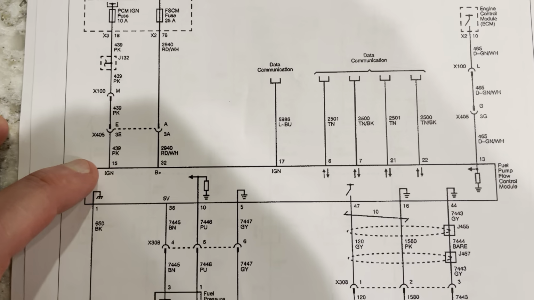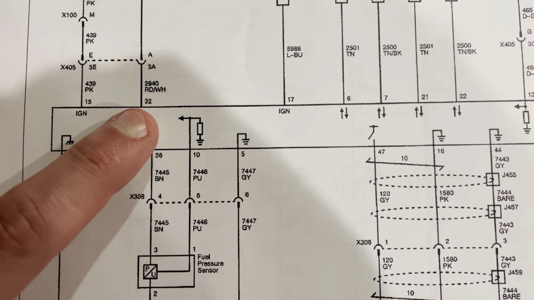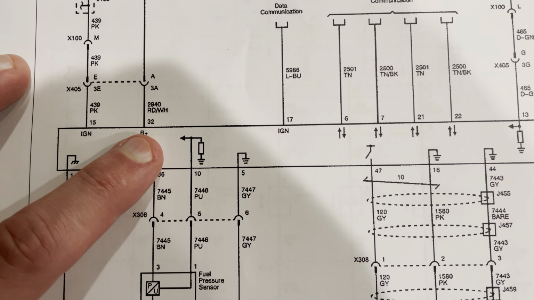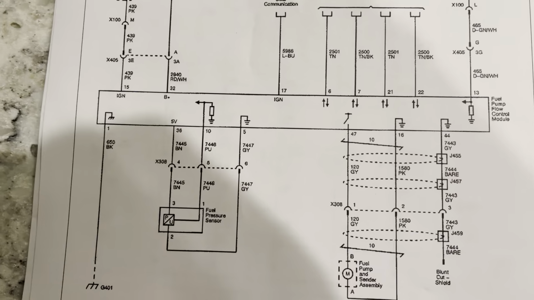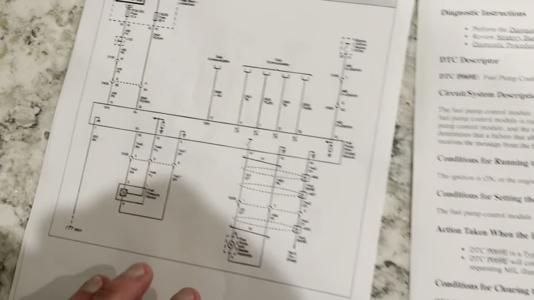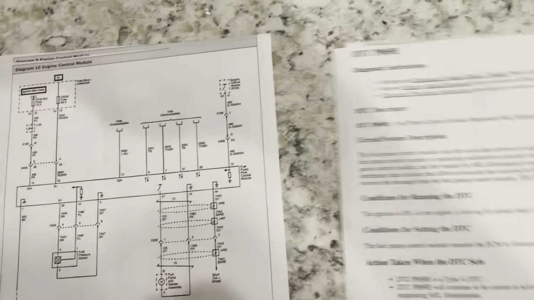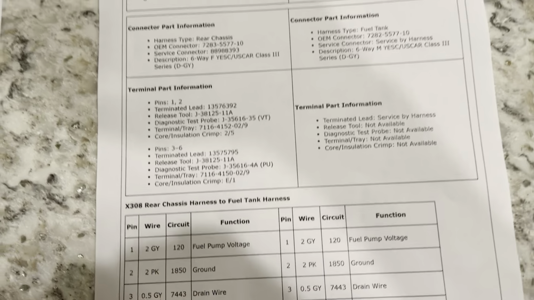So if you go right to this fuel pump control module, we have a pink wire on pin 15, and a red wire with a white stripe on pin 32. Should have battery voltage, and then here's your ground. All right, and then here is a connector view of this X308, connector 308.